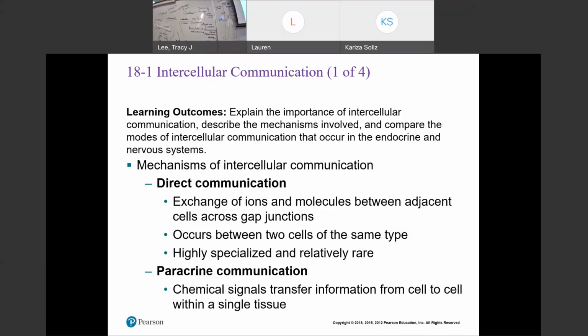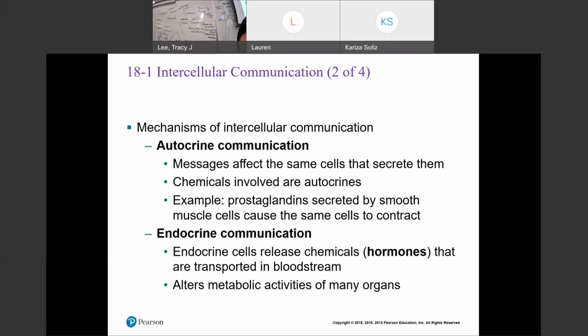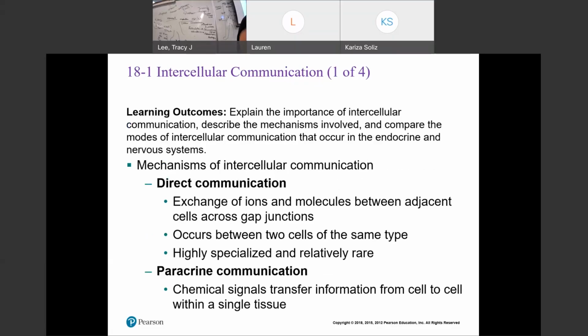Endocrine is going to be a long-term, long-range signal, like we saw over here. Most of these guys are endocrine signals. They're coming from far away, traveling through the bloodstream, and they have long-lasting effects. Paracrine signals do not tend to have as long lasting effects. They tend to be kind of quick information. Was everybody good on that?